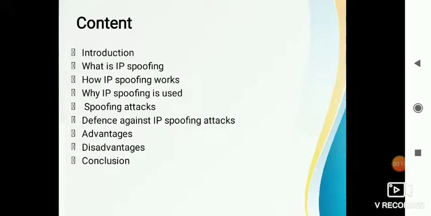Now let us learn, starting with a brief introduction, about the following contents on IP spoofing. The first is as follows: Introduction, what is IP spoofing, how IP spoofing works, why IP spoofing is used, spoofing attacks, defense against IP spoofing attacks, advantages and disadvantages. Now, let us go through a brief introduction about IP spoofing.